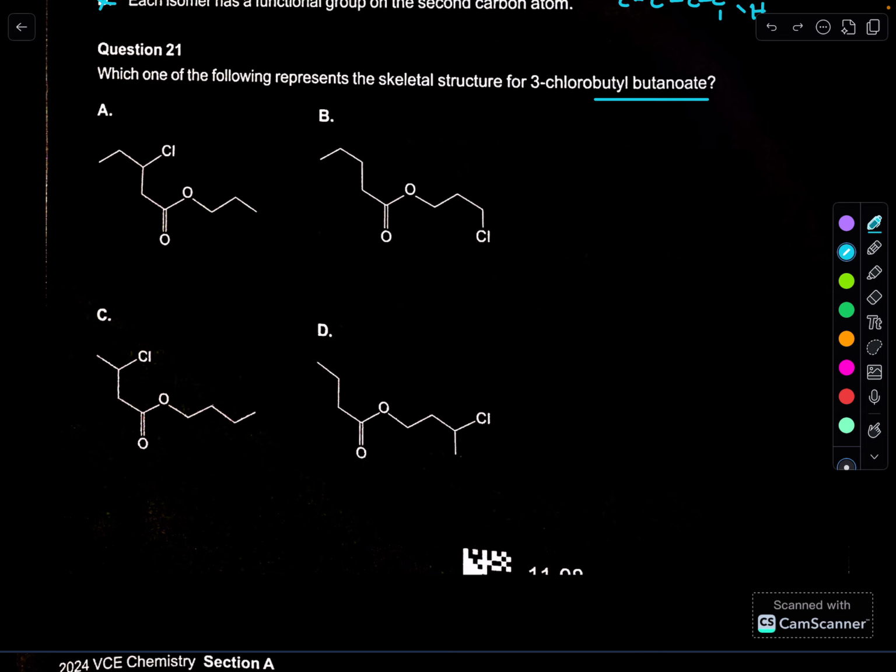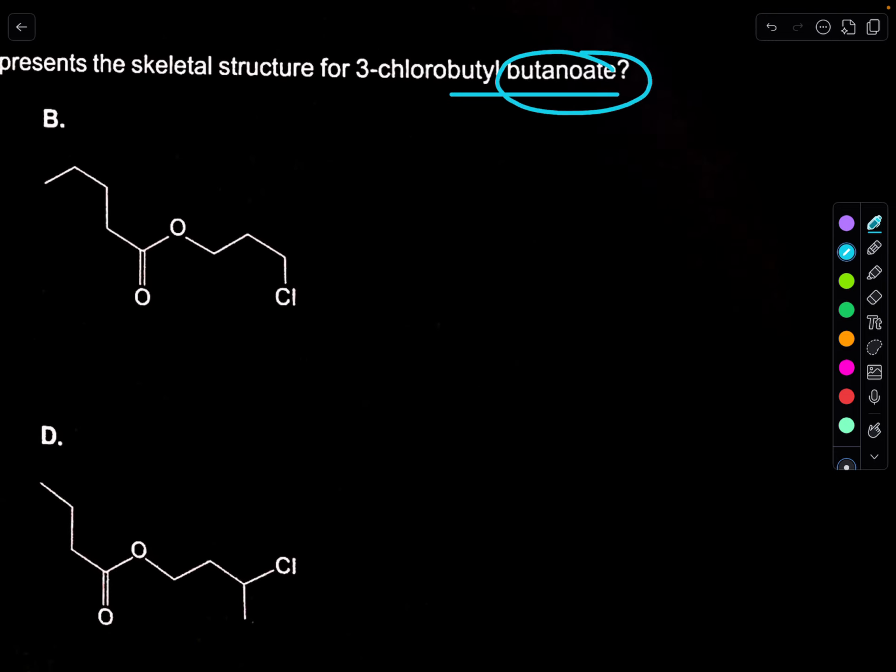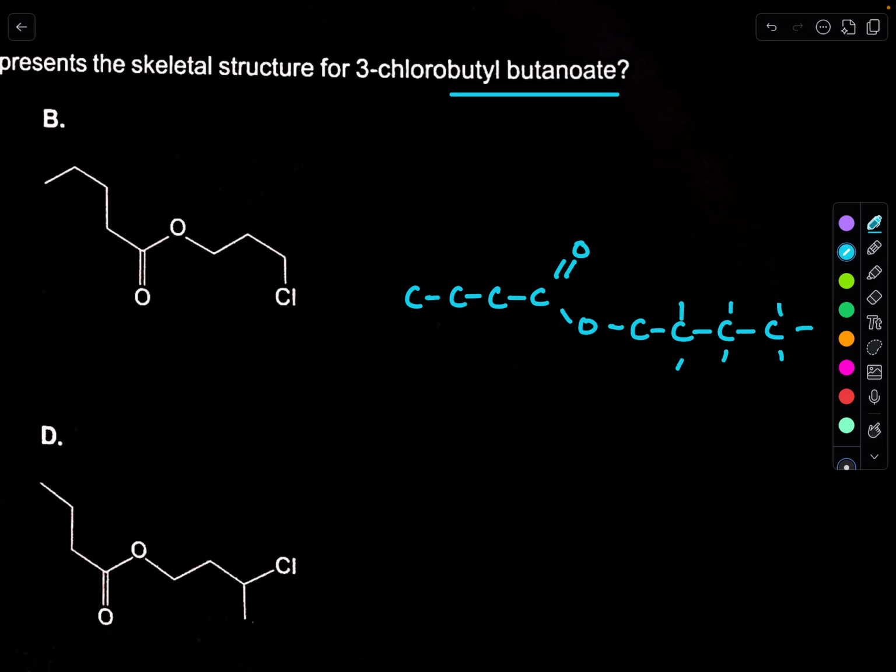I'll explain how it works. First draw butyl butanoate the way you would draw a normal ester. This is the carboxylic part here, so there are going to be 4 of them, butanoate. Of course, don't forget that double bond O. And butyl means the alcohol part is also 4, so 1, 2, 3, 4. It looks like that.